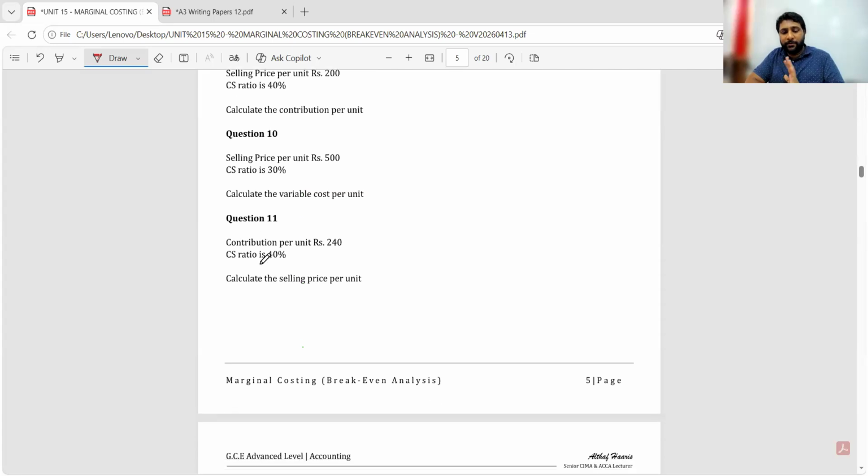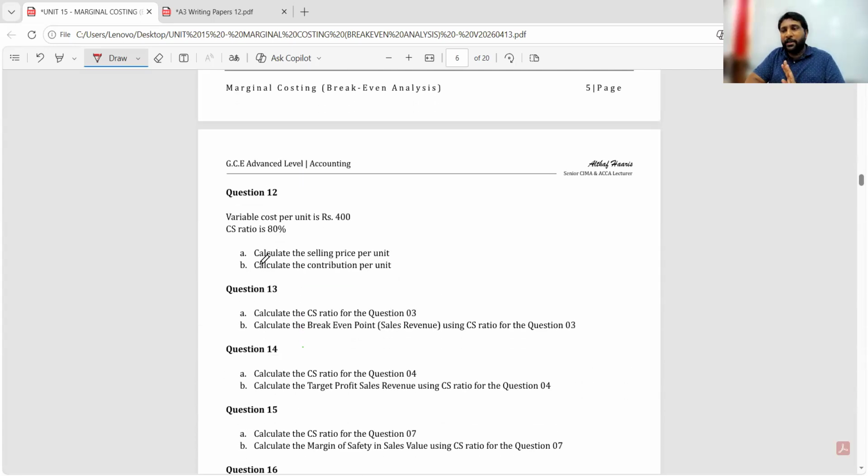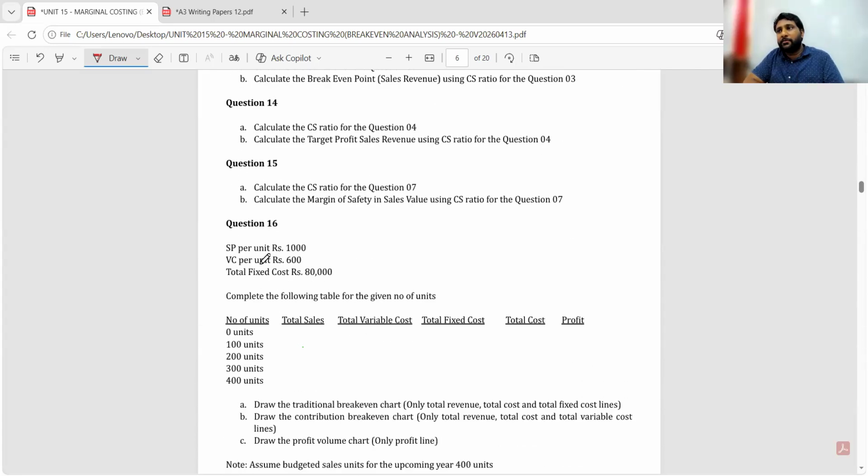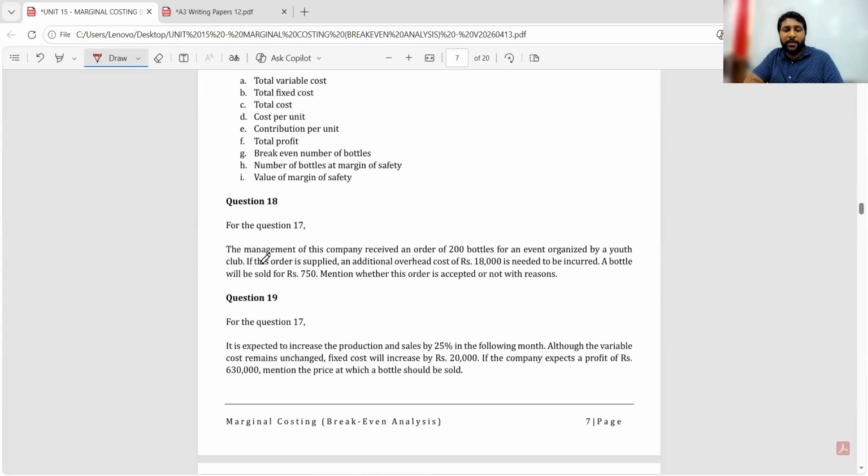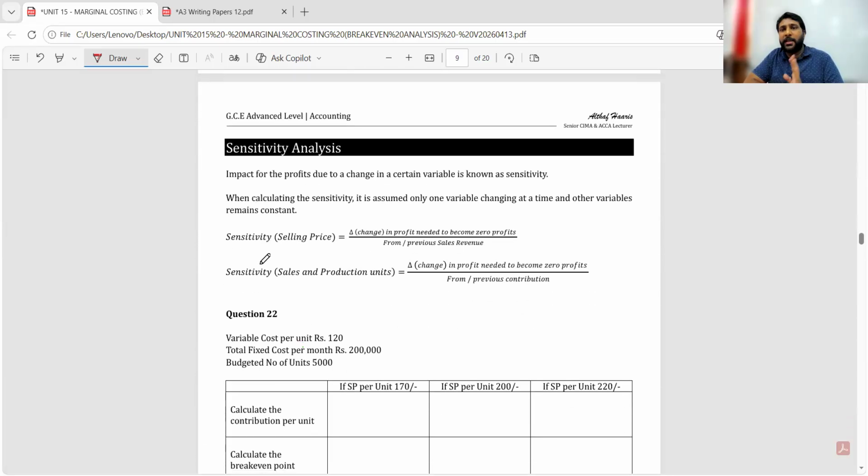Okay. So we'll do the CS ratio thing. Then we'll go for a break. Once we are done with the CS ratio, people, we will be left with the sensitivity. That's all. After the CS ratio, there is the sensitivity, and a few graphs to do.